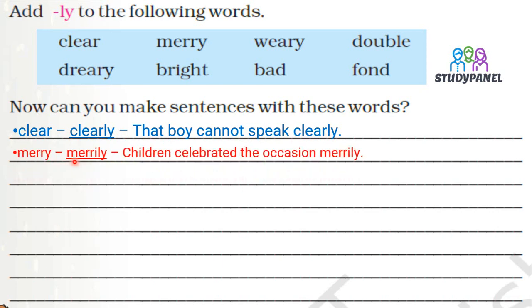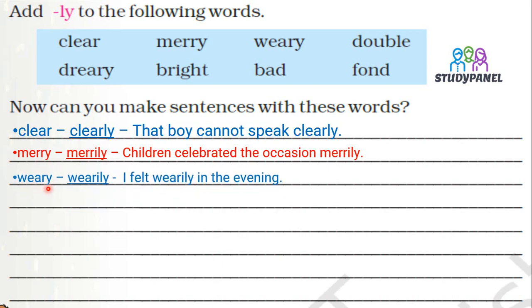Merry, then the word with ly, that is merrily. Children celebrated the occasion merrily. See here, one thing you need to keep in mind: whenever there is a word ending with y, you have to convert this y into i. So we will remove y and add i here, and then we will add ly. So this is merrily. You can say the y is removed in the spelling. Come to the next word, weary.